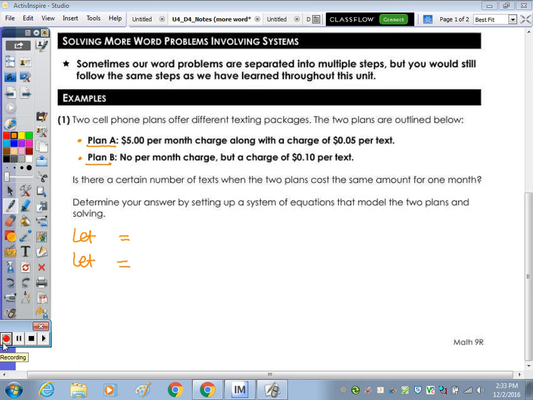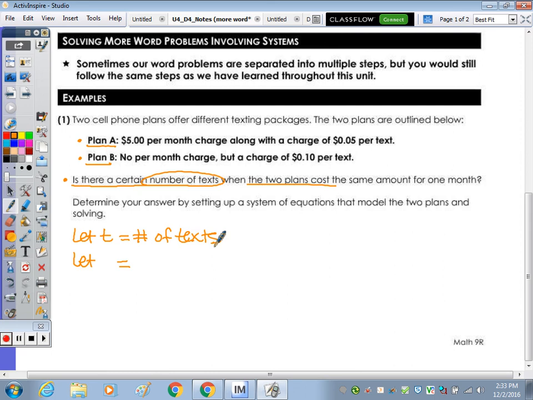So looking at the question right here, is there a certain number of texts? More or less you're looking for the number of texts where your two plans would cost the same. So let's let T equal the number of texts. You can use X and Y. And then what would the other variable be?